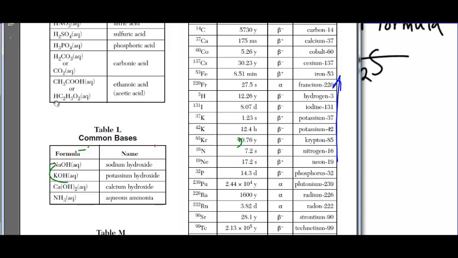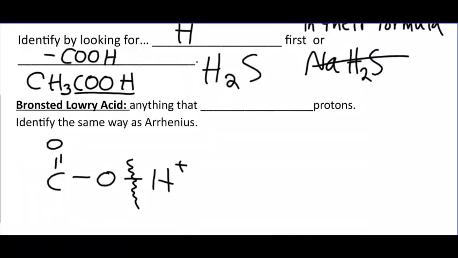Okay? Was there a question back there? No? Okay, we go with that? So that's how we identify an acid.